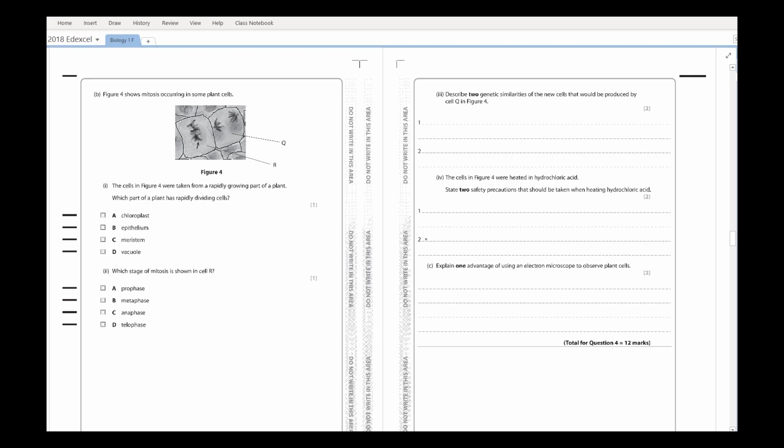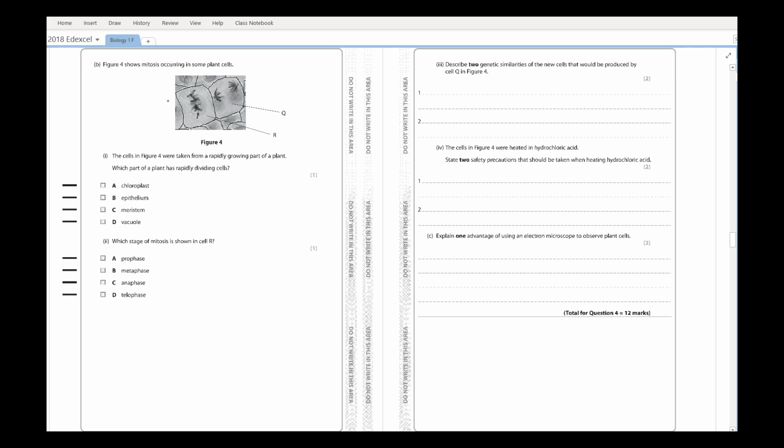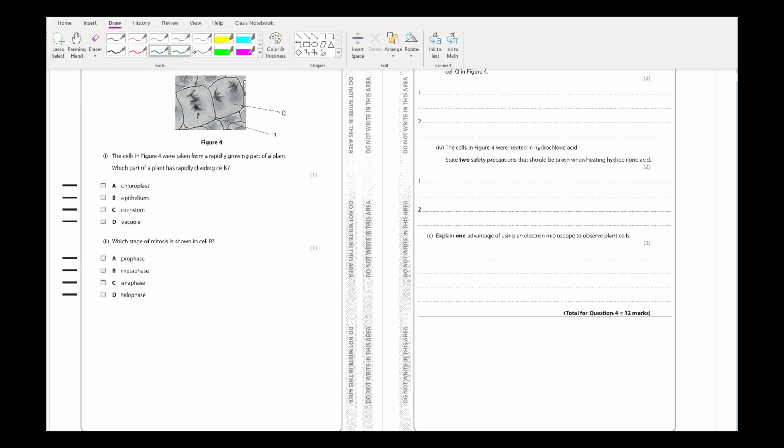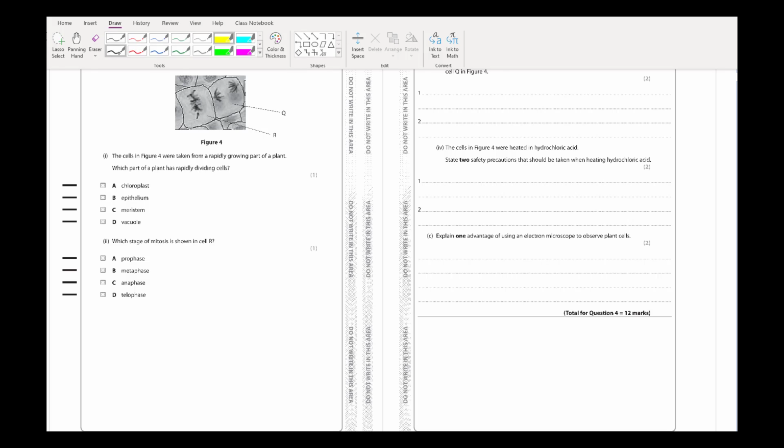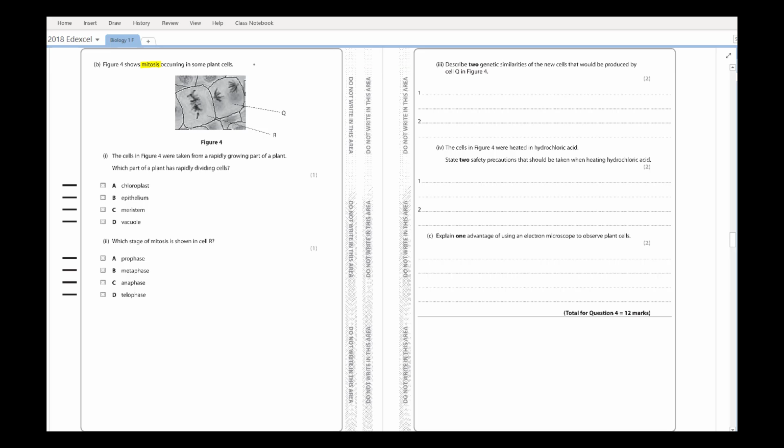Okay, moving on to the next question. Straight away I see it shows mitosis. When I see mitosis, I always think of the phases and how to remember them: I pee myself at the cinema. So we've got interphase, prophase, metaphase, anaphase, telophase and cytokinesis. The four main stages.